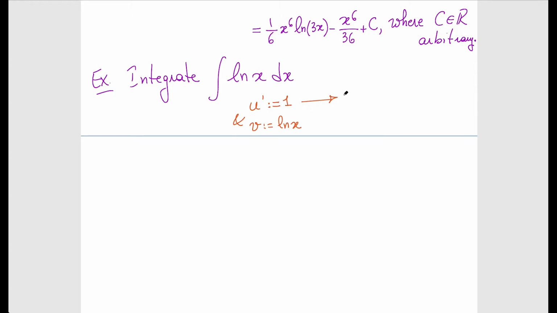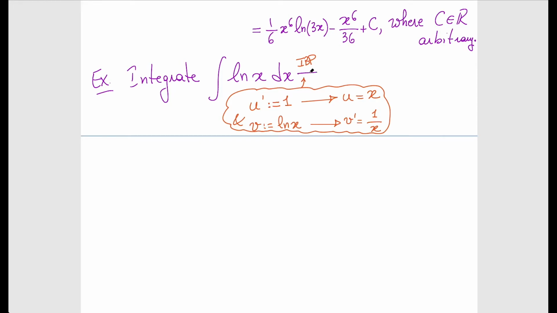If u prime is 1, then u is going to be x plus a constant, but again I'm going to take the constant to be the simplest possible. And if v is ln x, v prime is going to be 1 over x, correct? Okay, so I'm using integration by parts with these choices.